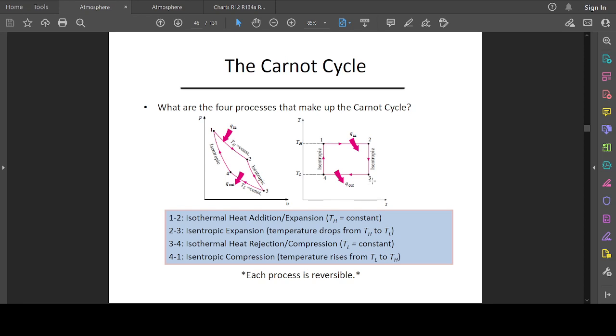Entropy reading here is the same for 3 and 2. Now the temperature reading for stages 1 and 2 are the same because it's an isothermal process, and the temperature reading for stages 4 and 3 is the same because it's at the low temperature reservoir.